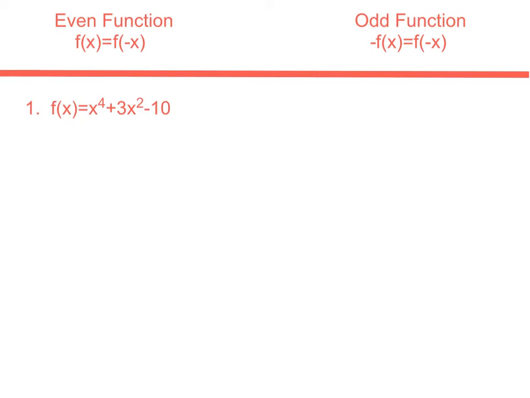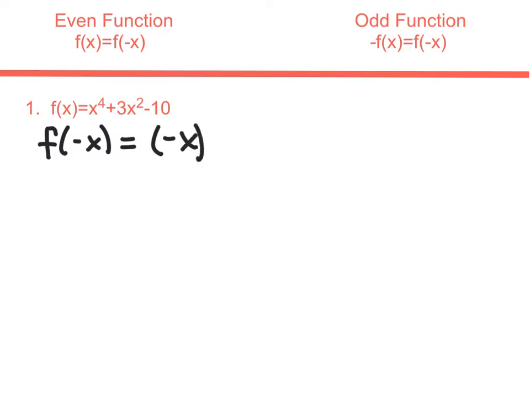Number one has f of x is equal to x to the fourth plus 3x squared minus 10. If you read the directions, it says to determine algebraically whether the following functions are odd, even, or neither. So algebraically means we're going to use these rules up here at the top. The rule for even says that f of x is equal to f of negative x. If you look at number one, we already have f of x.